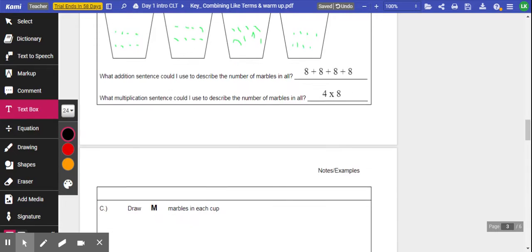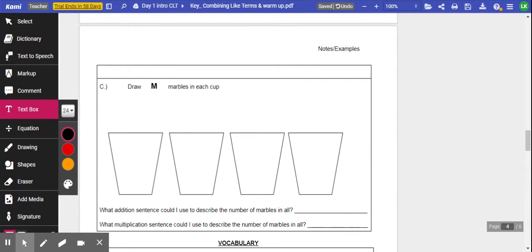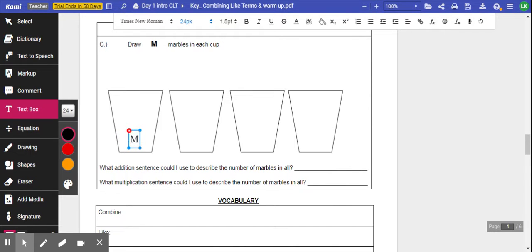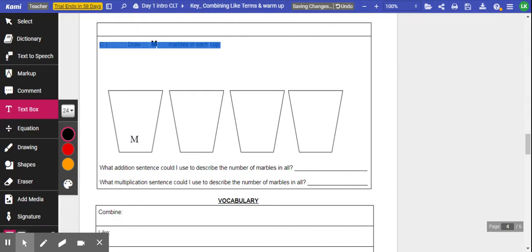All right, scroll to page 4, please. This time I want you to draw M marbles in each cup. M is a variable. Do you know how many marbles M is? No, it could be any number. It could be 2 marbles. It could be 20 marbles. We don't know. So instead of writing or drawing the marbles in here, what should I put? I'm going to put M. I'm going to put M in each of the cups.